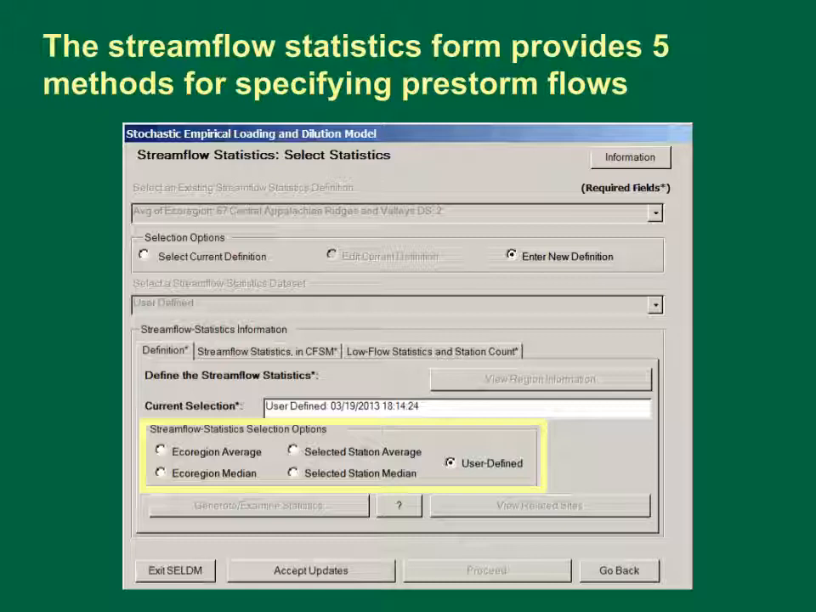The first two options are to use the average or median of statistics for all stations in the specified ecoregion. The second two options are to use the average or median of statistics from one or more stations that are selected to represent conditions at the site of interest. The final selection is user-defined. This option lets you input entirely new values or edit existing values. The user-defined option is designed to facilitate a sensitivity analysis and to allow input of site-specific statistics.